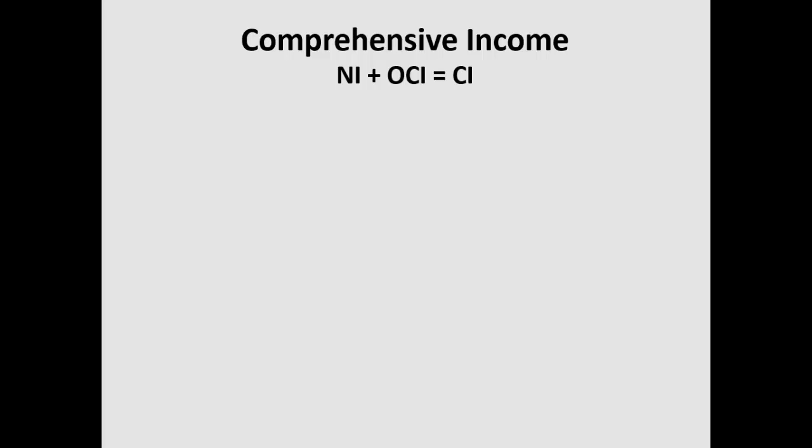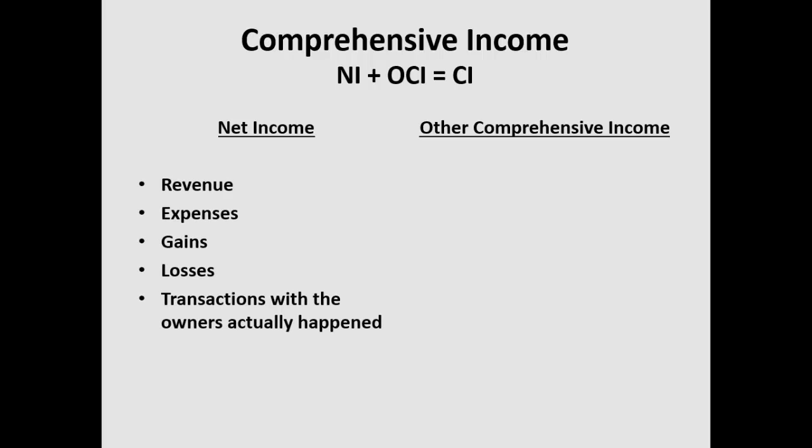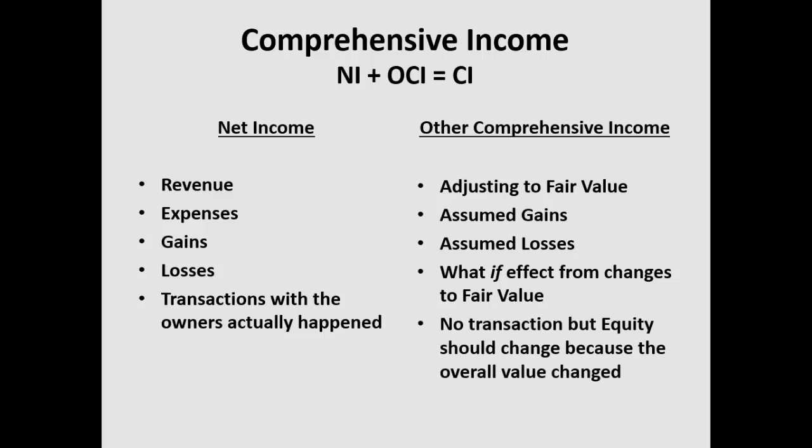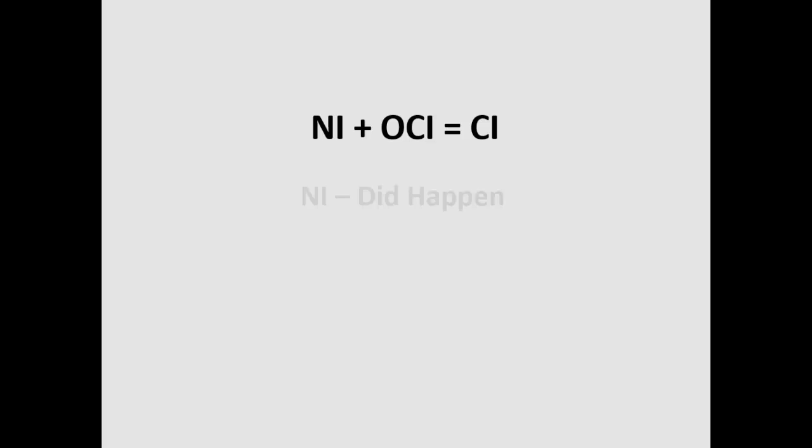So comprehensive income, remember there were three different ones. The first one, what is comprehensive income? It's simply net income plus other comprehensive income. Other comprehensive income are adjustments to fair value. It's more of a what-if effect. So net income is what really happened. Other comprehensive income are adjustments to show the users of your financial statements what the fair value is. These are not actual transactions, but equity should change because the overall value changed.